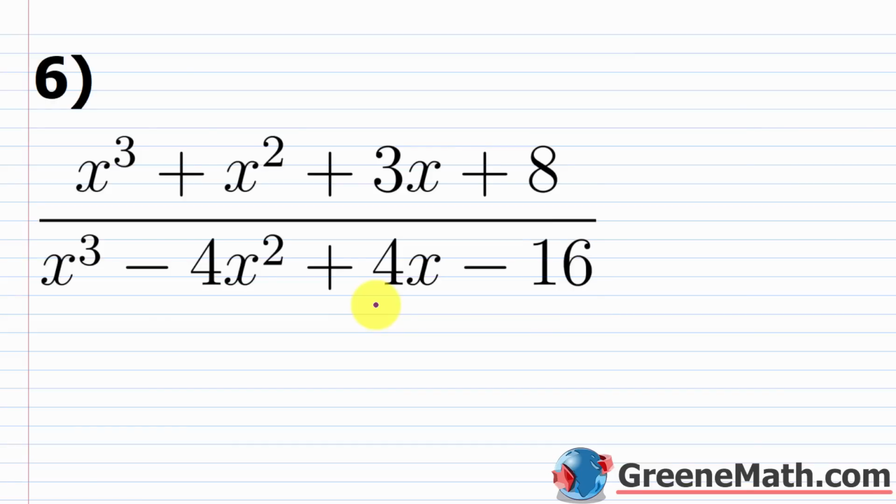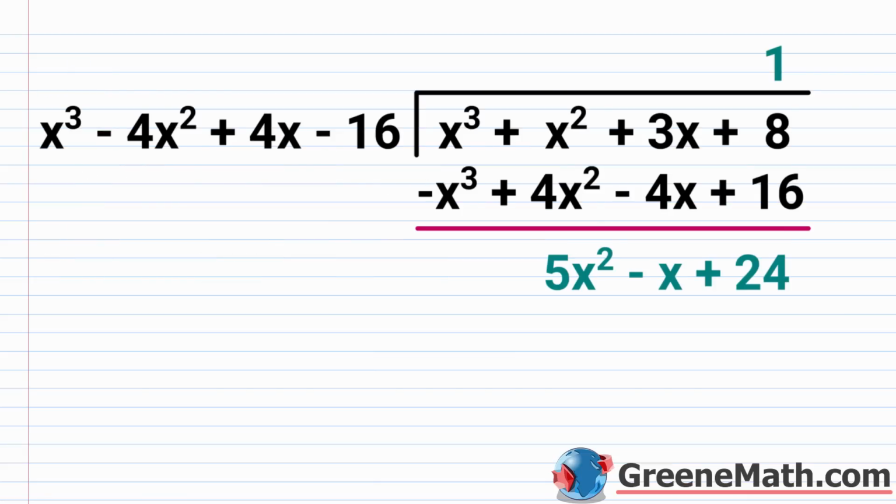All right, for problem 6, we have x cubed plus x squared plus 3x plus 8 over x cubed minus 4x squared plus 4x minus 16. So in this case, if we look at the degree of the numerator, it's going to be 3. And if we look at the degree of the denominator, it's also 3. So once again, if the degree of the numerator is the same as the degree of the denominator, you have an improper fraction and you have to do polynomial long division first.